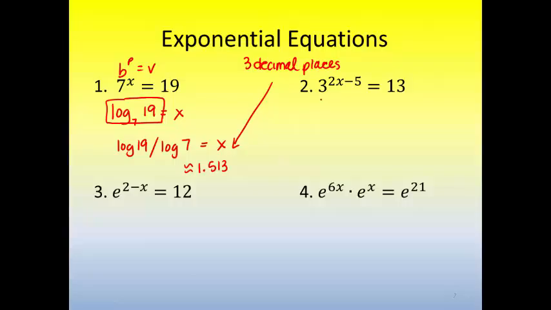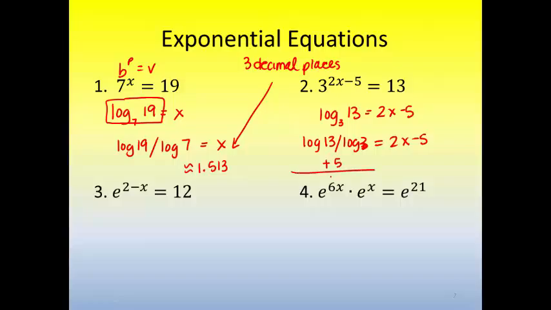Alright, next one. Same idea. I'm going to say that I have a log with a base of 3. The value of 13 is going to equal the exponent. That's what I'm trying to figure out. This one requires a little bit more algebra, because not only do I have to find this value, I then have to add 5 and divide by 2. So if you're using change of base, you'll do log 13 divided by log of 3. Okay, and that's going to equal 2x minus 5, which means you take this value, you add 5, and whatever you get, you divide it by 2. Alright, go ahead and try that and let's see what you get.